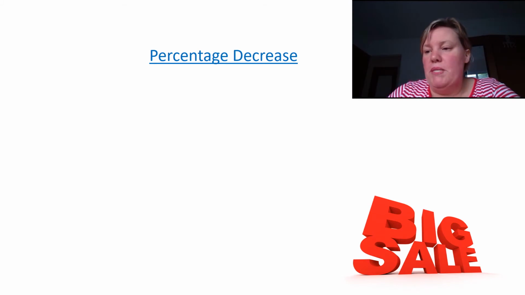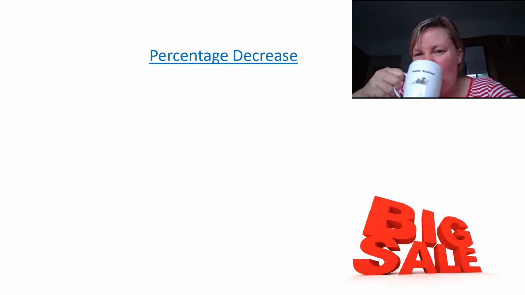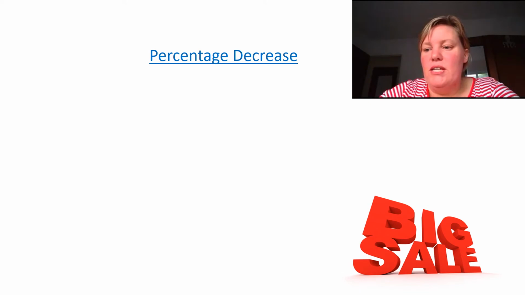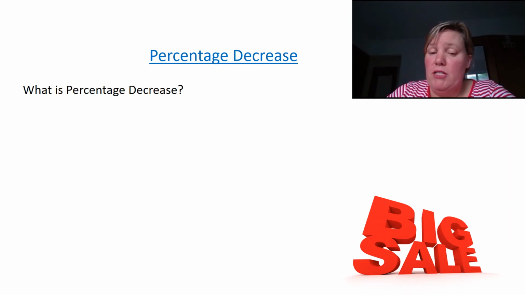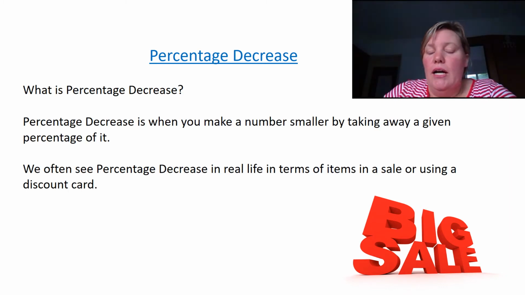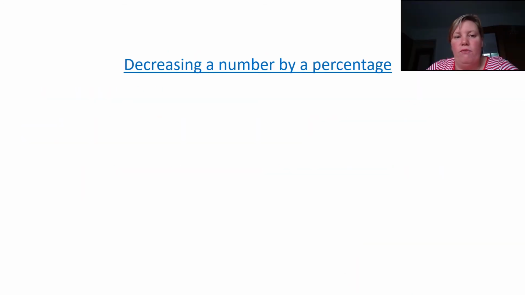Now let's talk about percentage decrease. This is what you tend to see in sales, where they pull the price down a little bit. So this is actually a really useful one. Very similar to percentage increase. We're going to make the number smaller by taking away a specific percentage. You're going to see that a lot with sales around, particularly, you get a lot of sales with 20, 30, 40% off.